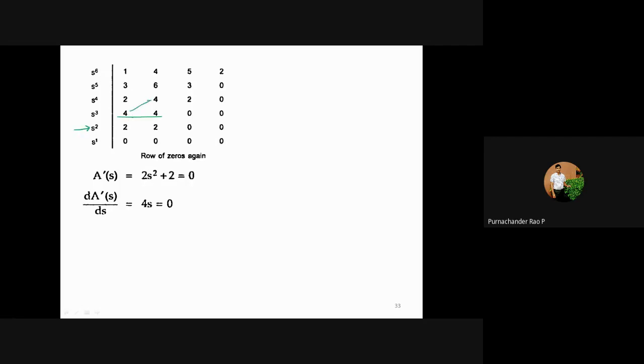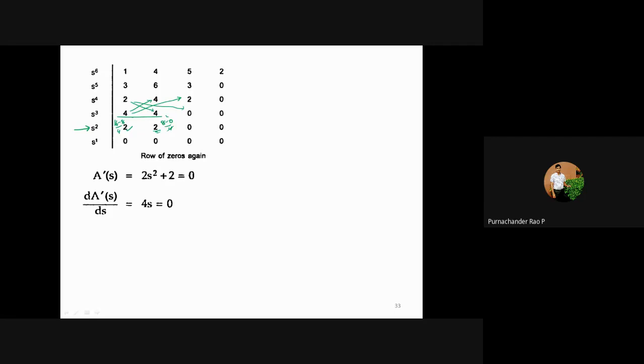So 4 into 4, 16 minus 8, so this is 16 minus 8 by 4. So 8 by 4, it is going to be 2. And similarly, 4 into 2, 8 minus 0, divided by 4. So 8 minus 0 by 4, this is also 2.